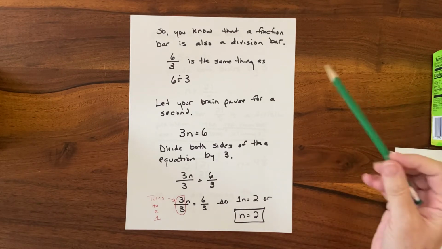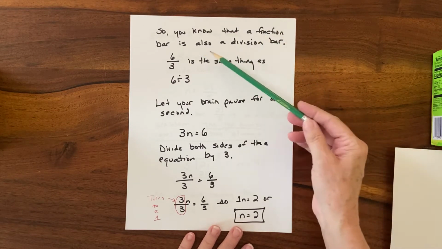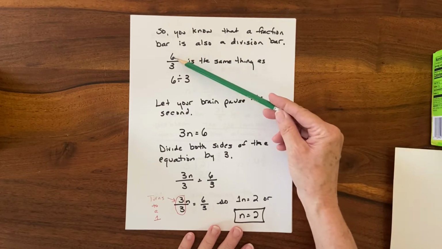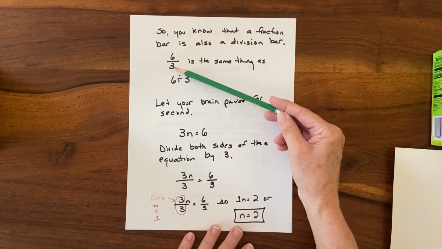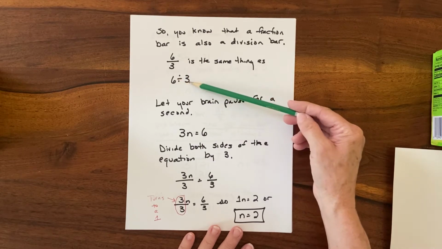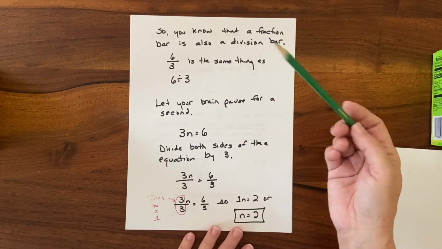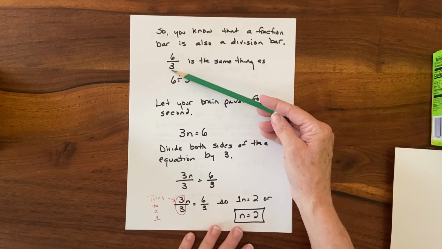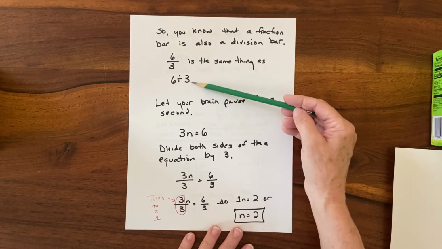You also know that a fraction bar is the same thing as a division bar, right? So 6/3 is the same thing as 6 divided by 3. And you already knew that. But just to refresh your memory. So 6 divided by 3 or 6 divided by 3.